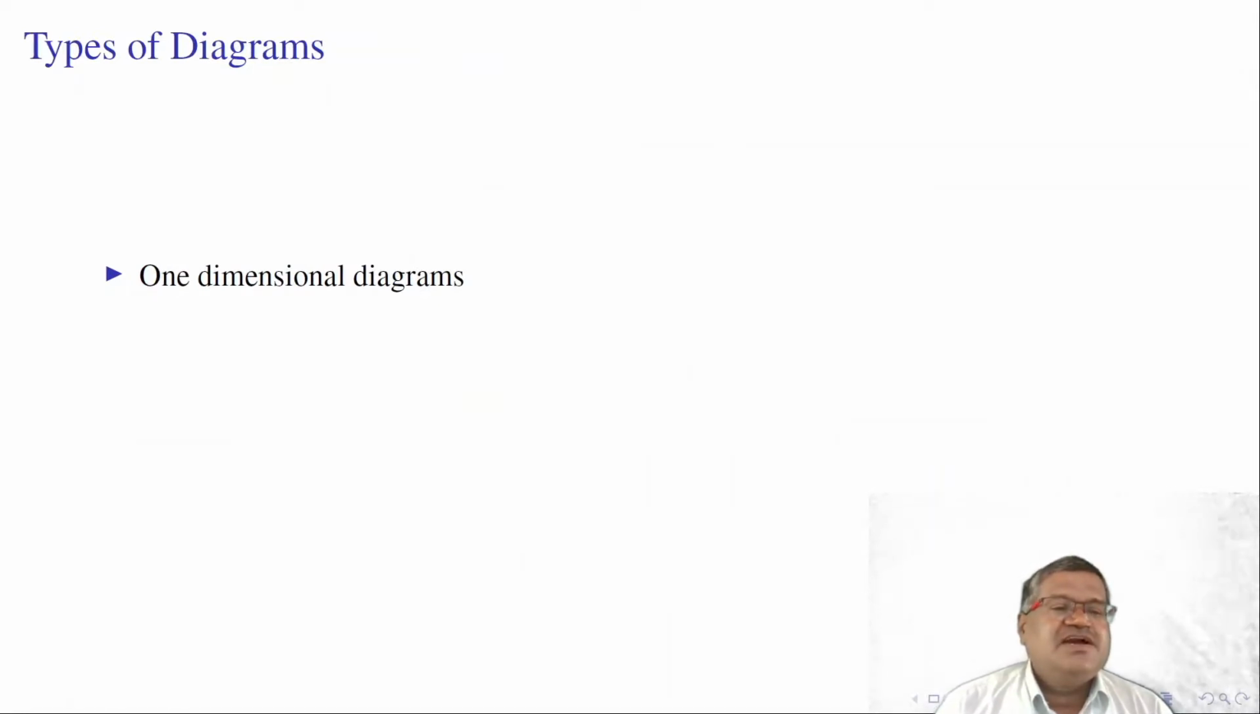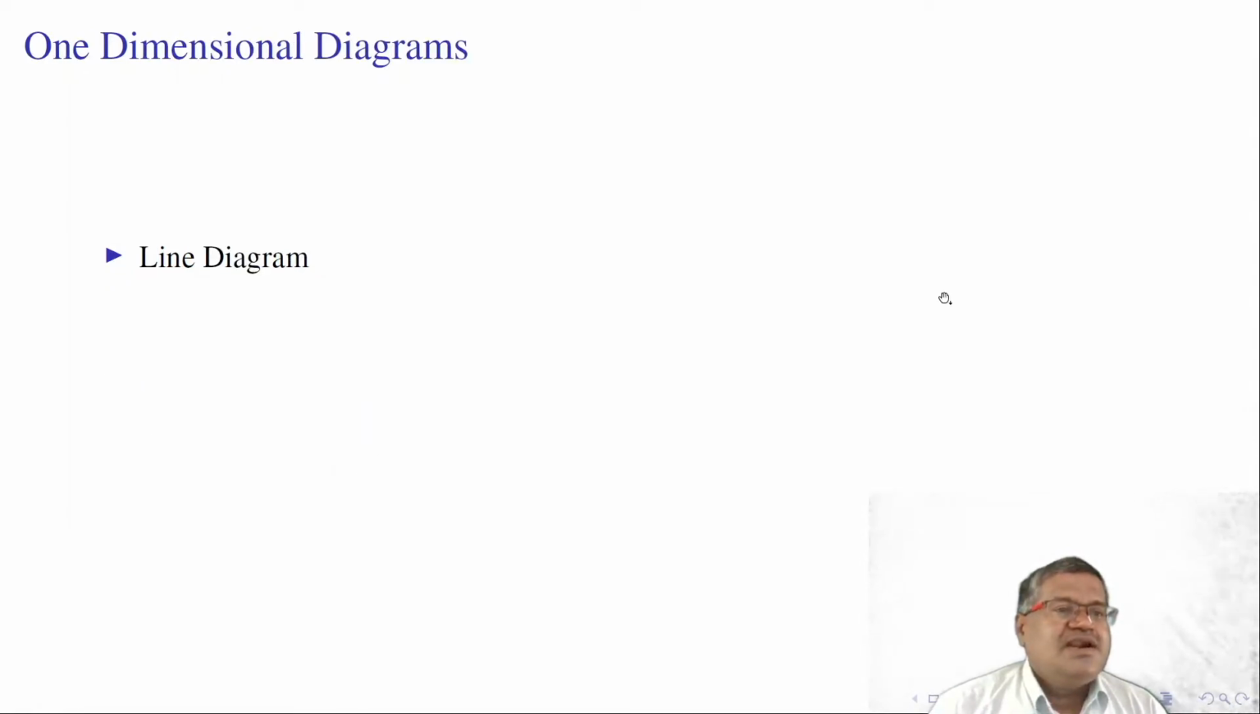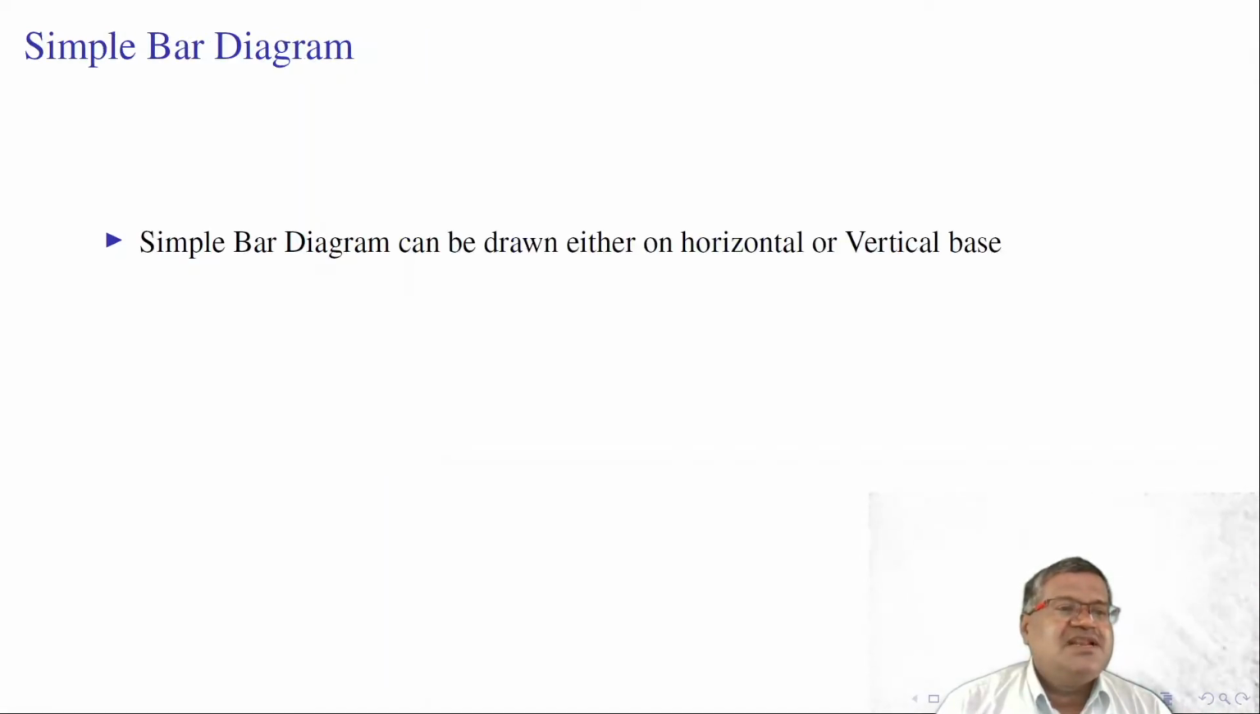These are the types of diagrams: one-dimensional diagrams, two-dimensional diagrams, three-dimensional diagrams, pictograms and cartograms. Pictograms and cartograms are also used in publications. Let us look at the one-dimensional diagrams: line diagram, simple bar diagram, multiple bar diagram, subdivided bar diagram and percentage bar diagram. These are the one-dimensional diagrams.